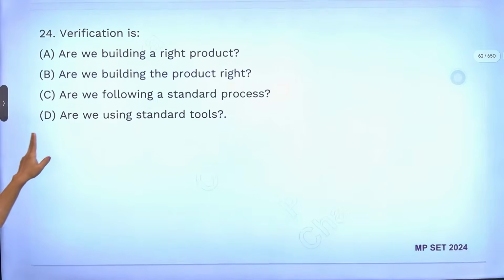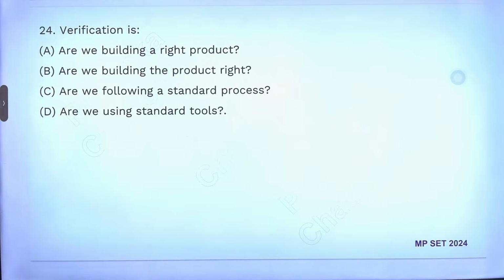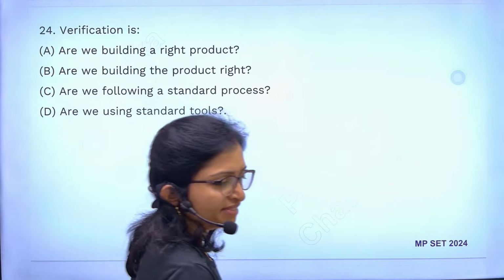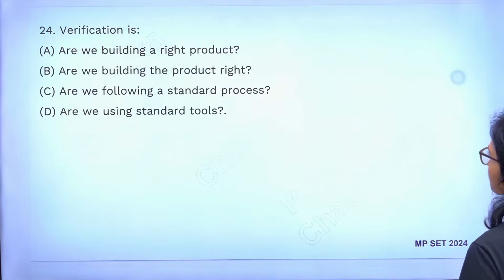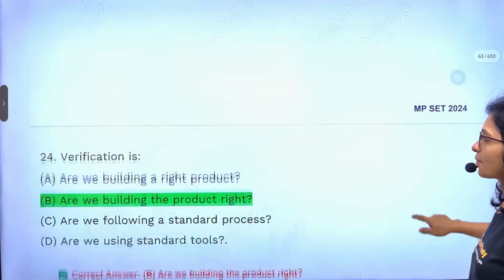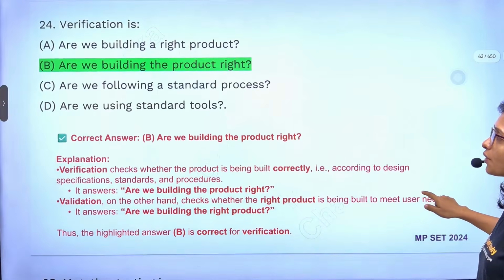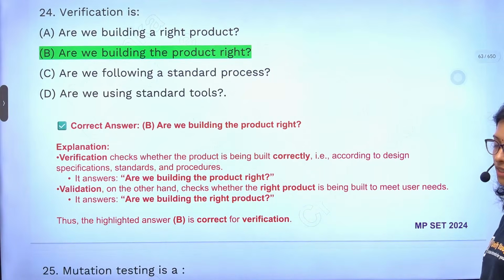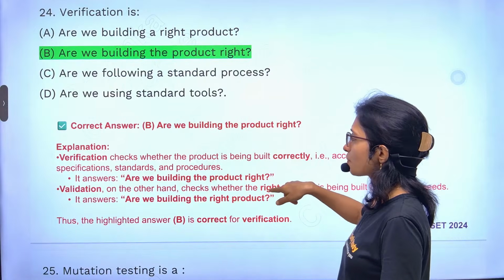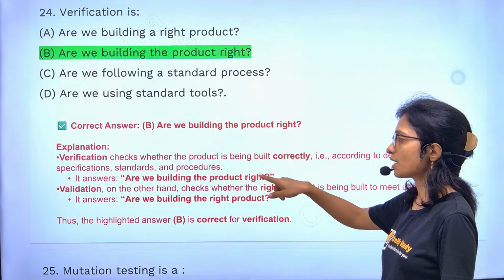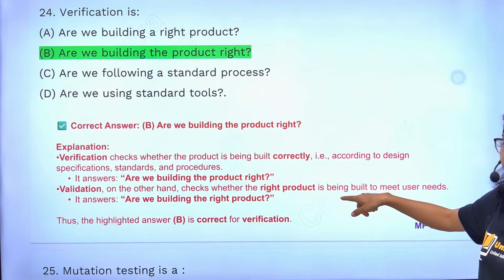Next, verification is what? All software engineering questions. Verification: are we building the product right? Validation is: are we building the right product? That is validation. And verification is: are we building the product right?